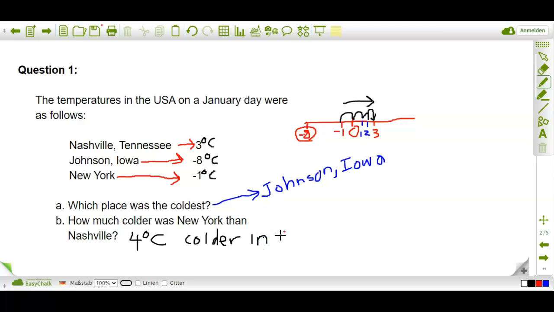And that's the answer there. Next question.